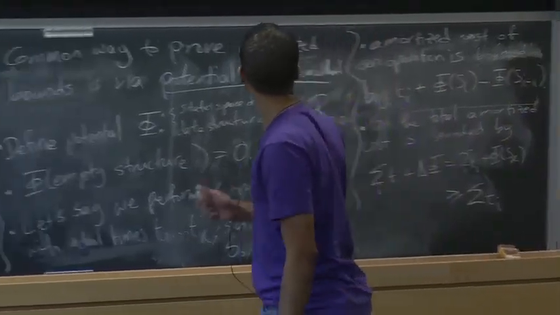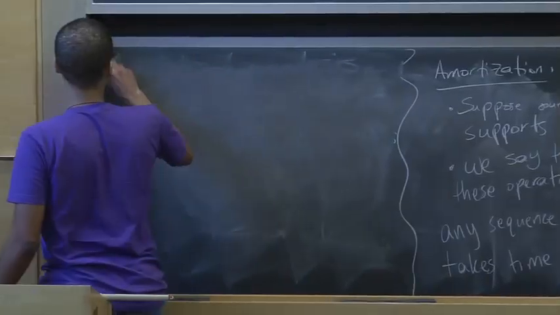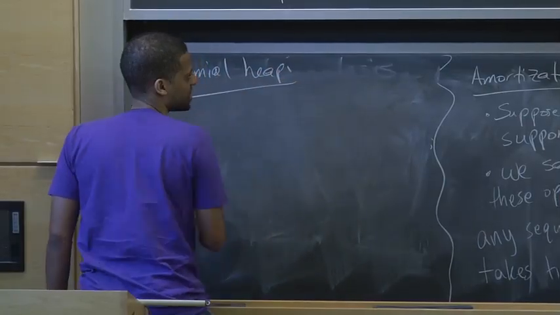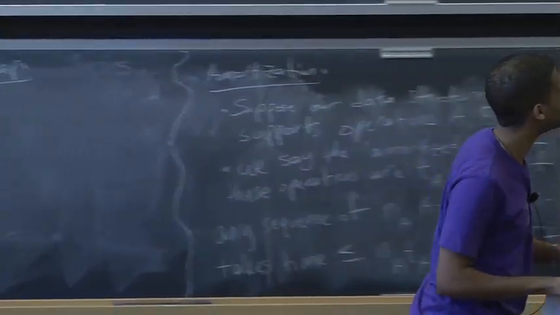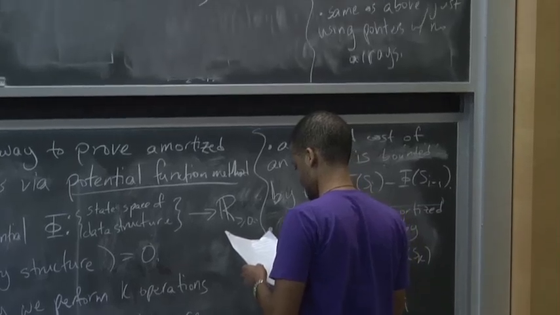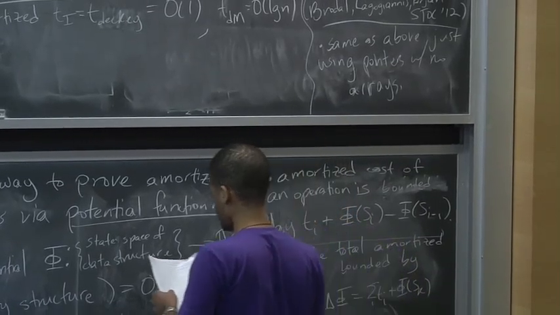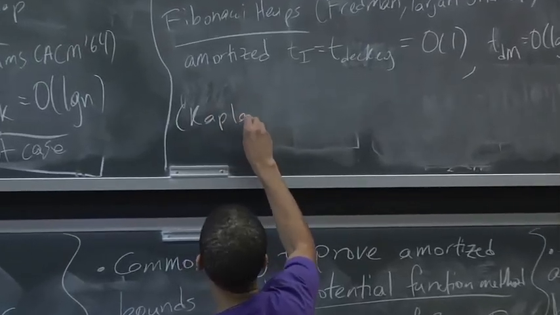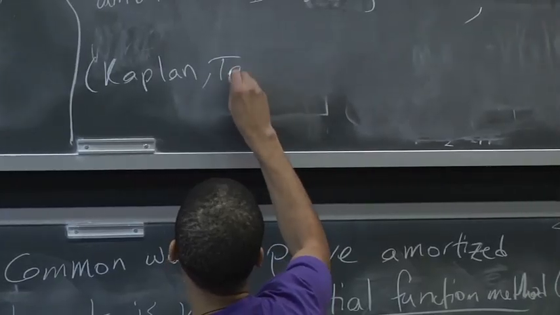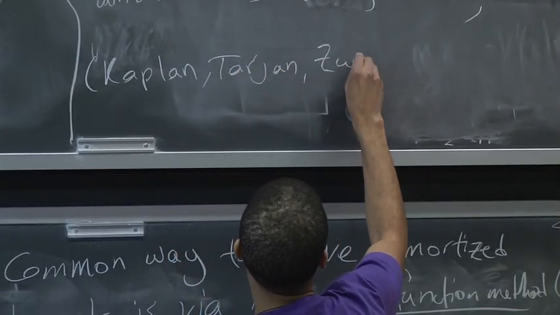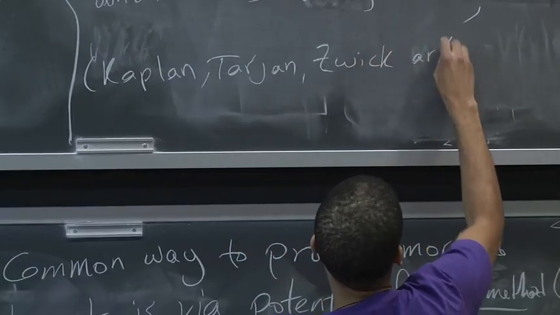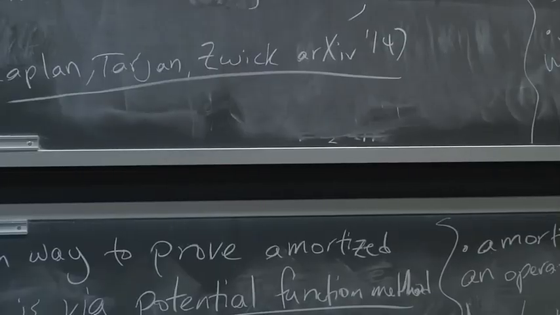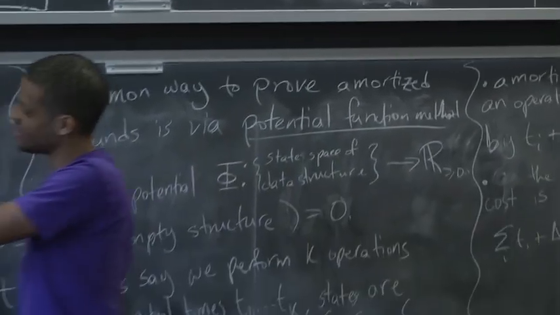Okay, good. So, binomial heaps. Oh, and I want to say one more thing. Actually, I'll put one more reference up here. There's also a paper on the arXiv just this summer, by Kaplan, Tarjan, and Zwick. They don't actually improve any bounds. They just, so you're going to see with binomial heaps.